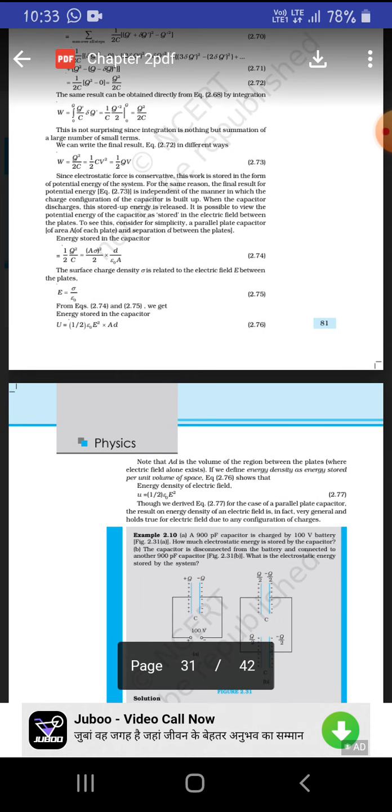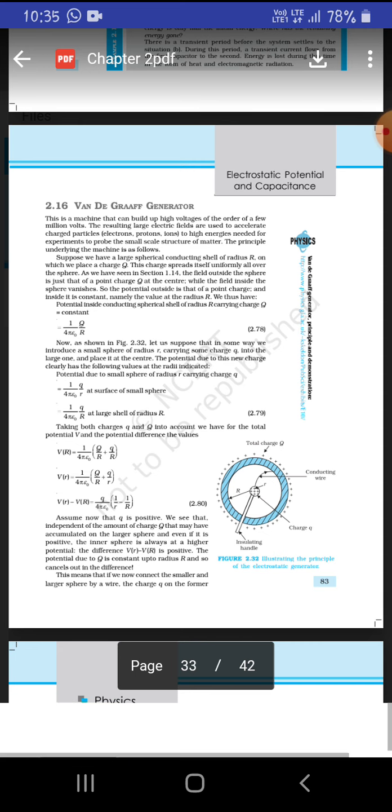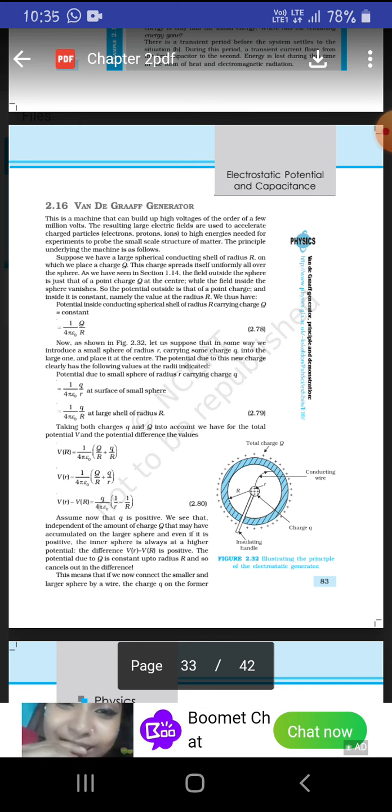So next, the Van de Graaff generator. Let's learn about the Van de Graaff generator. Suppose we have a large spherical conducting shell of radius R and charge q, as you all know. Then 1 by 4 pi epsilon naught times q by R gives the potential.